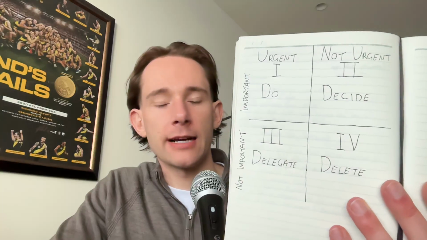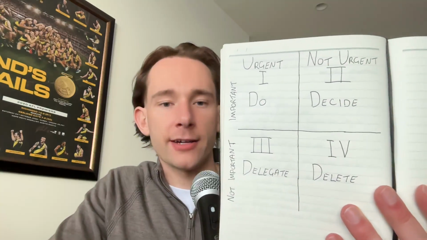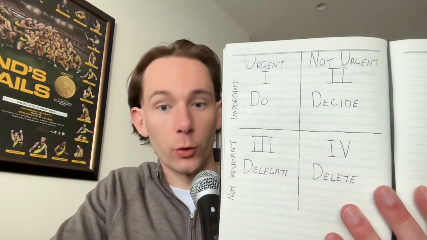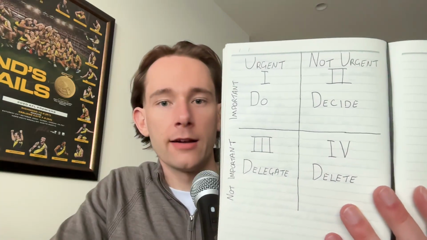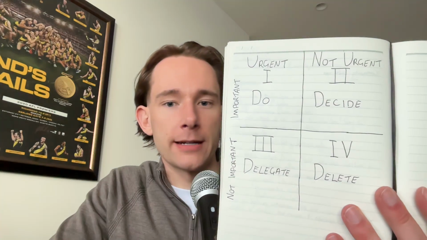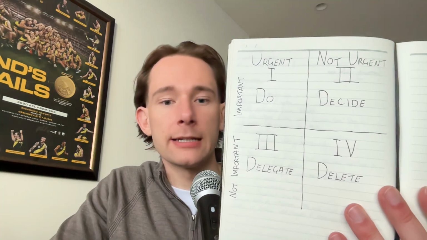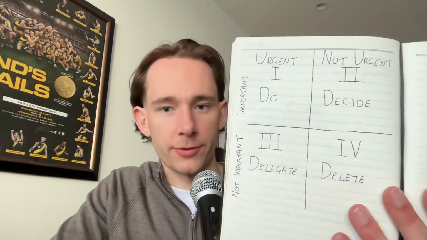It's called the Eisenhower Matrix. Essentially what it does is break tasks down into 4 different quadrants, and those quadrants are determined based on whether the task is urgent or not urgent, and important or not important.